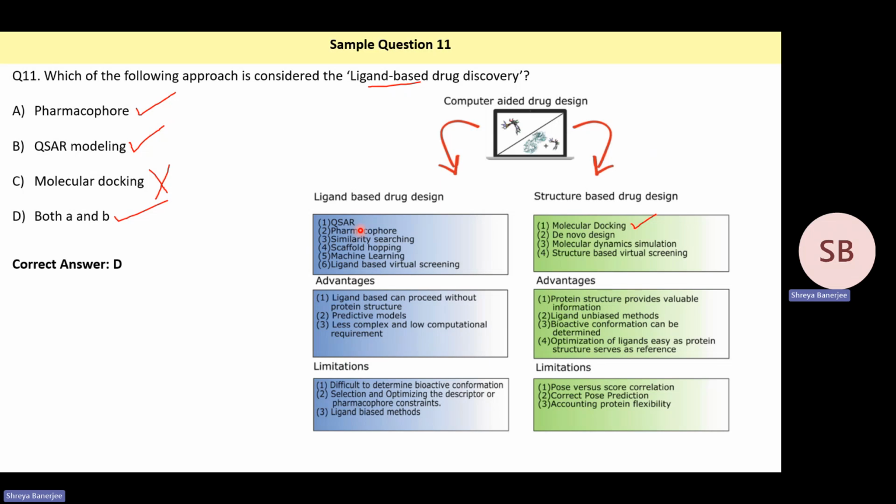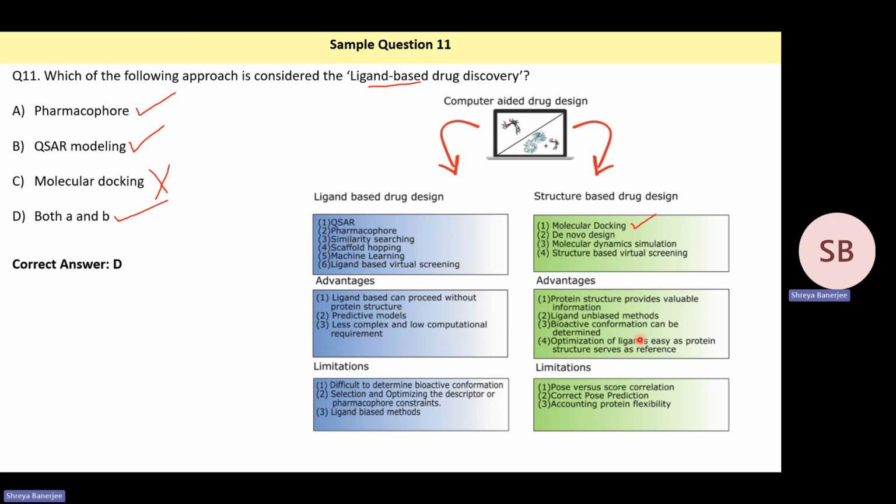QSAR is quantitative structure activity relationship. How do you know which structures contribute most to activity? That has to be optimized. Also, the pharmacophore constraints have to be optimized. Without properly knowing the structure of the binding pocket, it is very difficult to design the orientation of the pharmacophore. So that is the limitation.